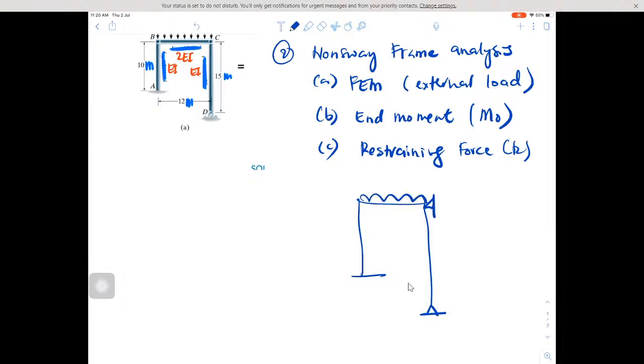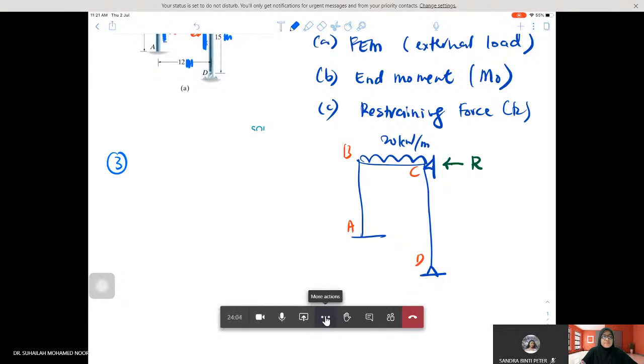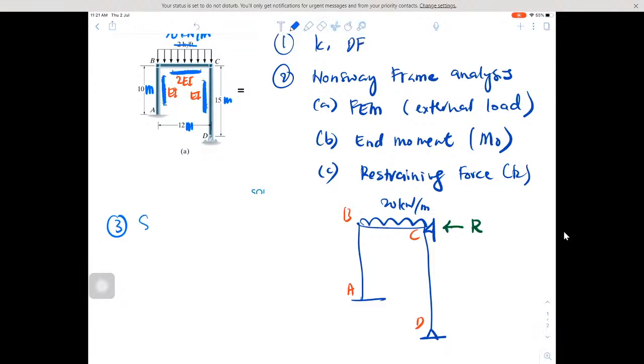This is 20. So this is A, B, C and D. Here we have a restraining force which comes from the pin support that we put at C. Okay, step number 3, sway frame.